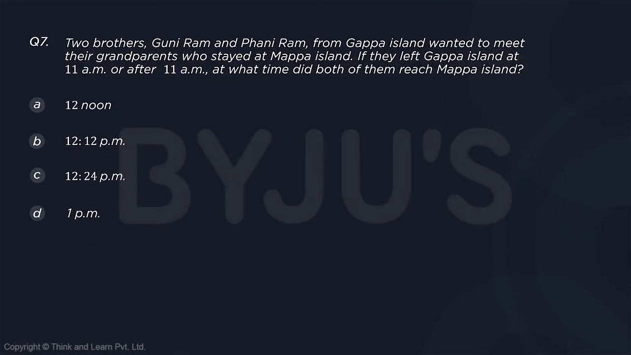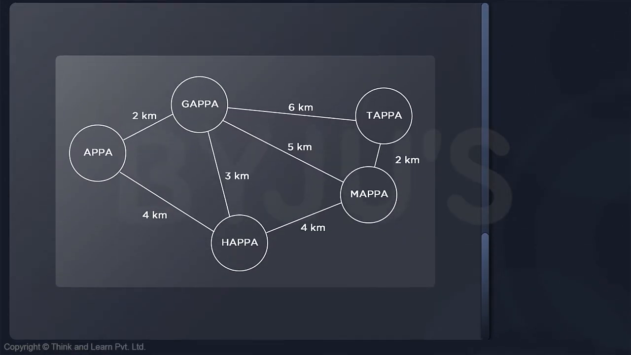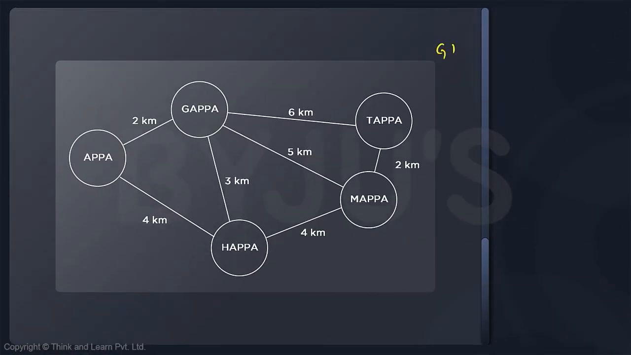Okay, let's go to the first question. Two brothers Guniram, Faniram from Gappa Island want to meet their grandparents who stayed at Mappa Island. So you want to go from G to M. So let's start from G to M. Two brothers. What is the earliest you can, what is the minimum time you want?